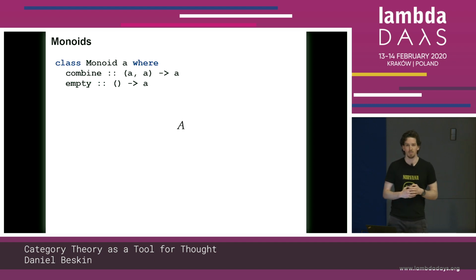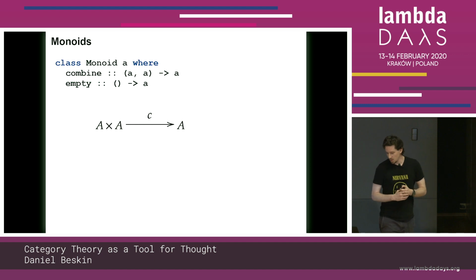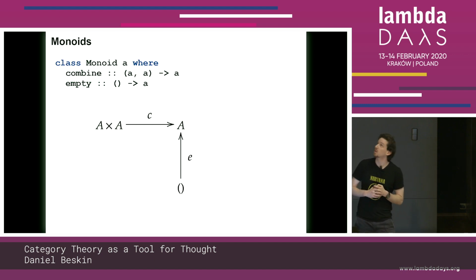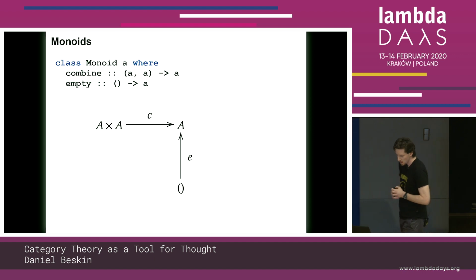So we want a monoid over some object A. So we have the combine function. Given a product of two A's, we can combine them into a single A. And we also have the empty object, which is a morphism from the unit into A.